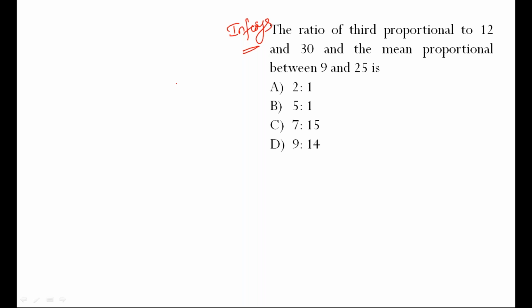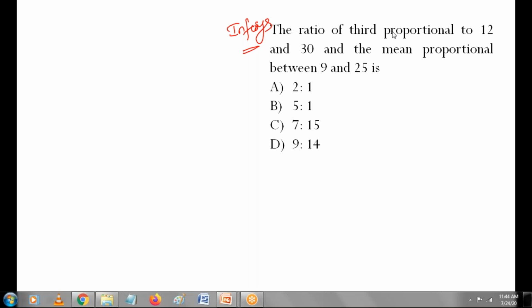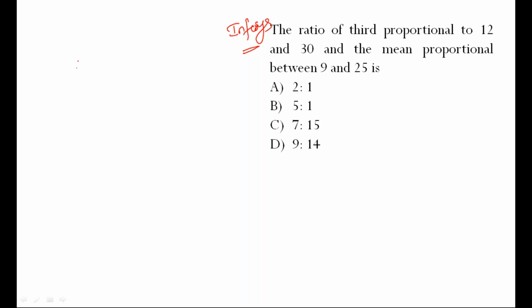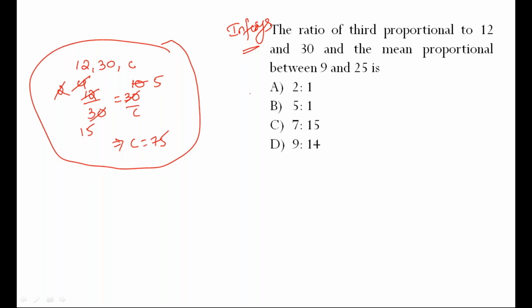So here, two things, third proportion and mean proportion, are given. Third proportion for what? 12 and 30. For 12 and 30, if you want to find the third proportion, that is nothing but C. We know A by B equals B by C. Here, this is 3/4 and 3/10, and from this C is equal to 75. That's the first one. Third proportion is 75.